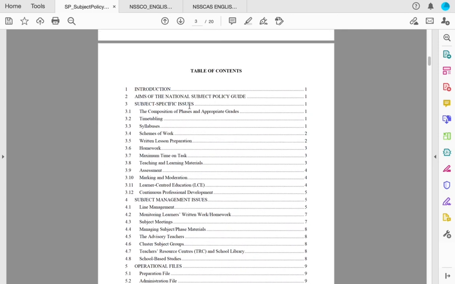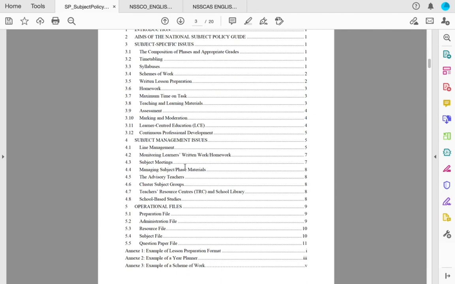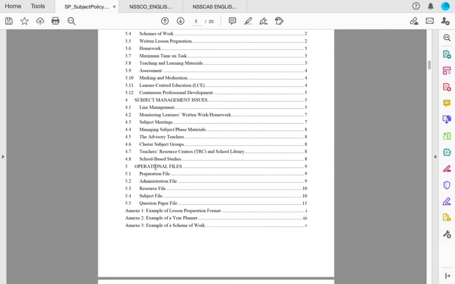All right. As you can see here, we have got the introduction, we have got the aims of the national subject policy, we have subject-specific issues, and subject-specific issues are divided into 12 components. So here we have them. And then we have got the subject management issues, like line of management, monitoring learners' written work, subject meeting, and all that kind of stuff. So subject management issues are divided into 8 components.